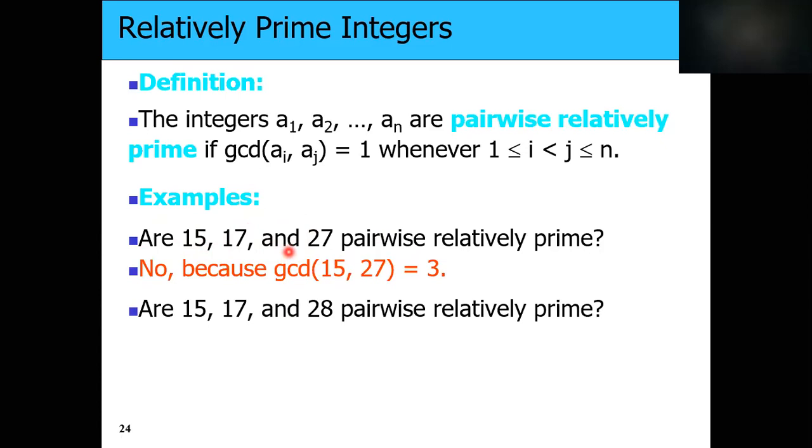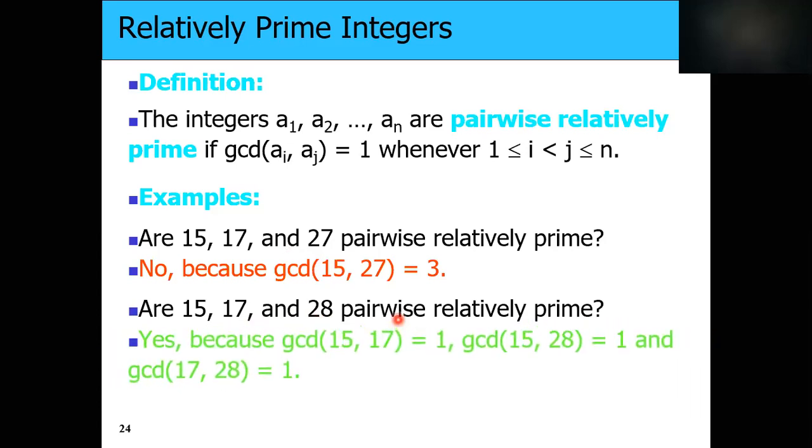If we take 15, 17 and I just put 28: GCD of 15 and 17 is 1, GCD of 15 and 28 is 1, and GCD of 17 and 28 is also 1. So in that case, we can say these are pairwise relatively prime.